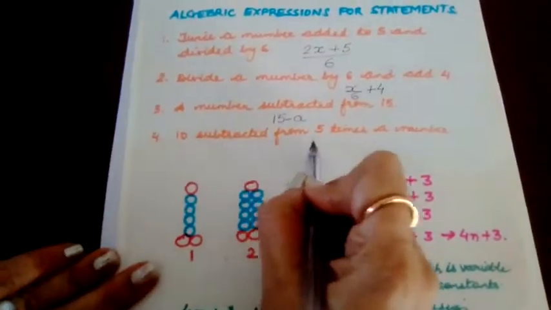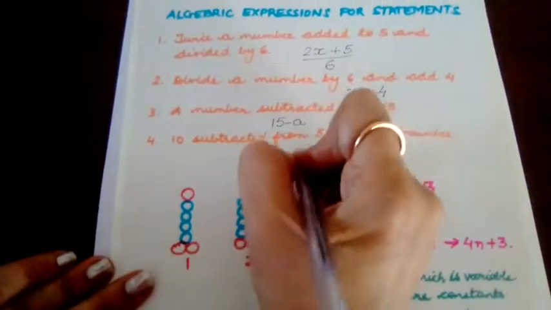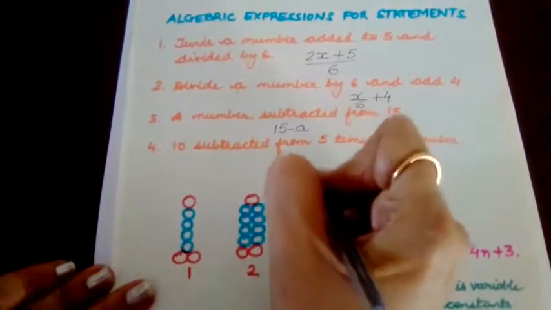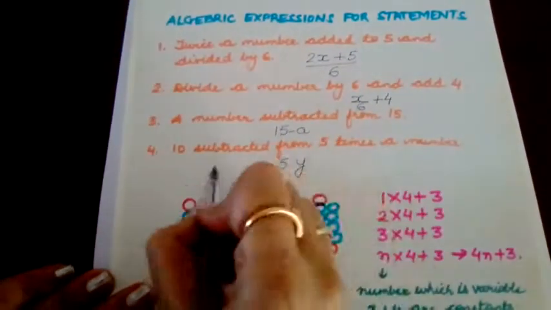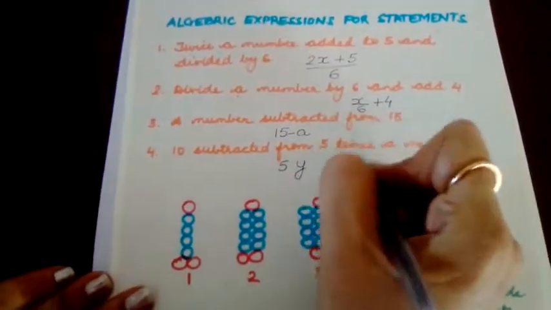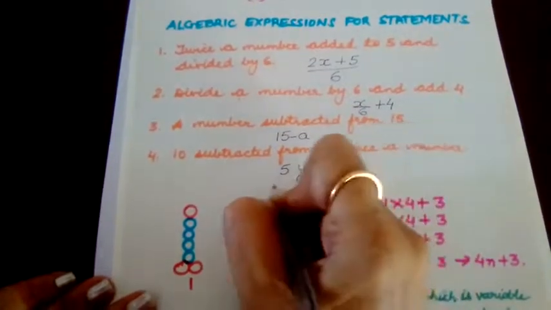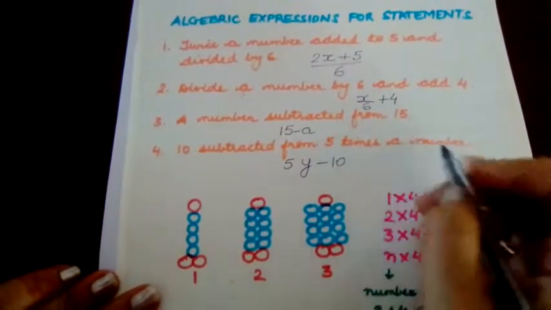Ten subtracted from 5 times a number. If the number is y, then 5 times y is 5y, and 10 subtracted from this 5 times the number. So 5y minus 10. This is the algebraic expression.